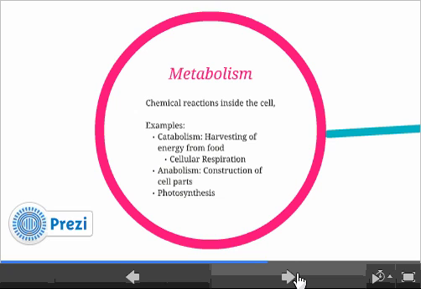Metabolism, chemical reactions inside the cells. So this is how you break down your food for energy. This is constructing new cells, so that you're not the same 3'6" that you were in 3rd grade. That you're growing. In plants, we have photosynthesis going on for metabolism.